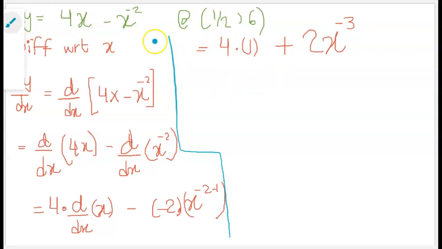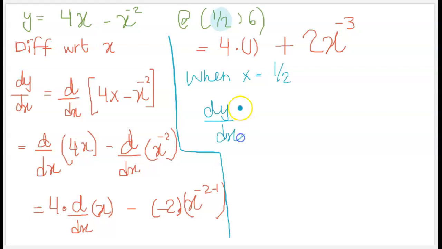Now, done. But we want that one at this point. The question says find the dy over dx at this point. So when the value of the x is half, we don't worry about the y. The value of the x is half. When x is half, you're going to write down dy over dx when x is half, 0.5. Let's write it half. Yeah, you can write 0.5, does not matter. So I'm just going to put that one here.